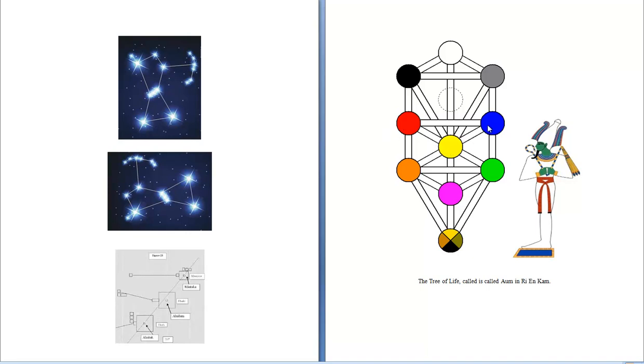yellow, and blue. Okay, so the Kamau took the Orion constellation and drew a stylized diagram of the main star points of this constellation and the flux of energy from white to gray, black, blue, red, yellow, green, orange, pink, and multicolored. That's the sequence to show you that this and this are the same thing.